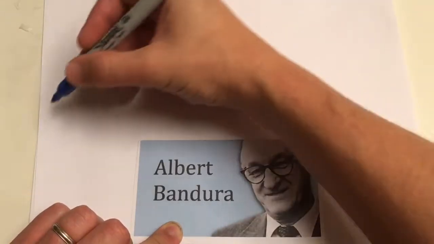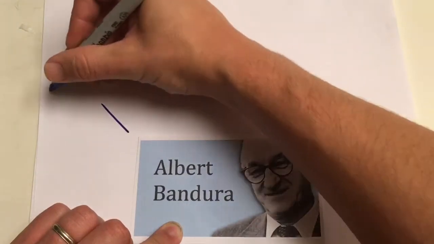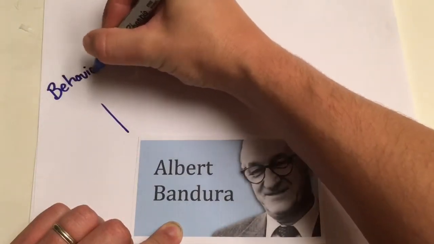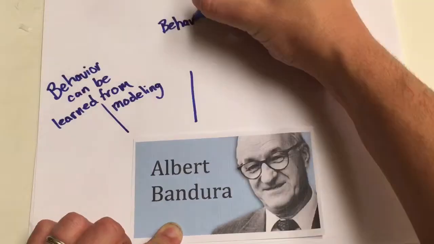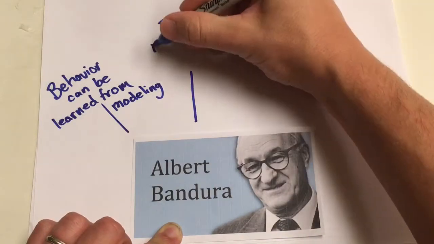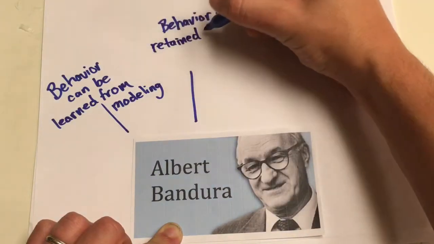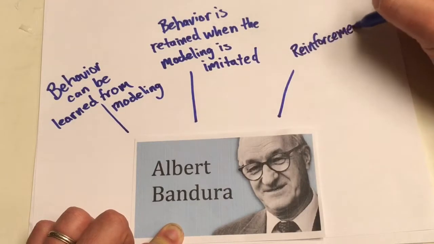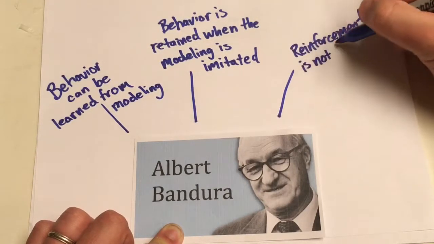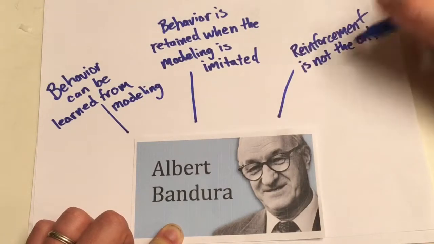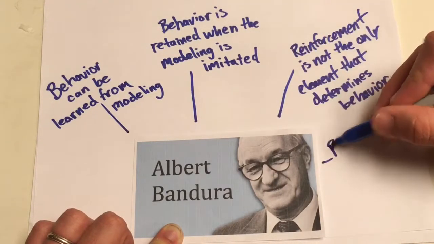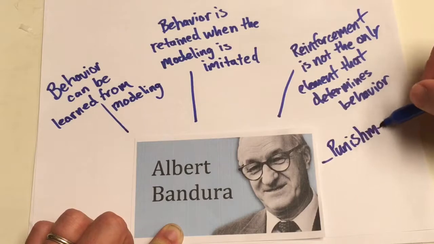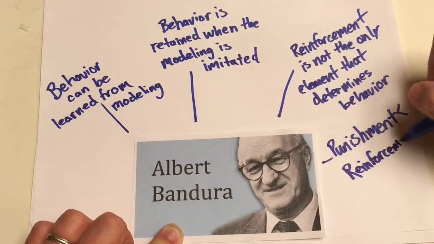This led Bandura to several points. Behavior can be learned from others modeling that behavior. Behavior is learned and retained when the modeled behavior is imitated. Direct reinforcement alone does not drive imitation. Rather, motivation of past, promised, or vicarious reinforcement also drives imitation. And, finally, punishment never works as well as reinforcement.